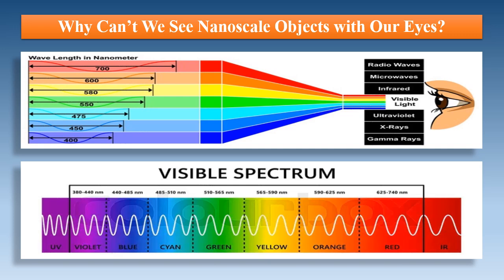The question is, why can't we see nanoscale objects with our eyes? Actually, the resolution of the human eye is approximately 0.1 mm, that is 10 raised to minus 4 meters. This means we can see objects as small as 0.1 mm. Our vision is limited to the visible light wavelengths, that is 400 to 700 nanometers, and objects smaller than this wavelength range cannot be resolved by the human eye. Therefore, advanced microscopic techniques are needed.